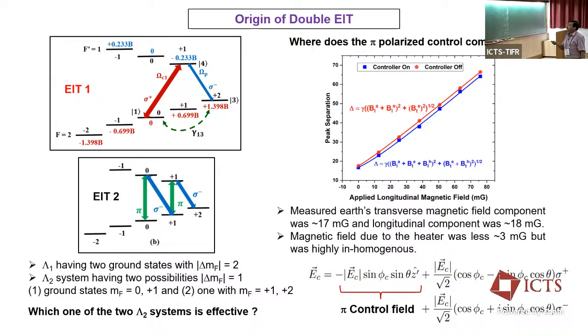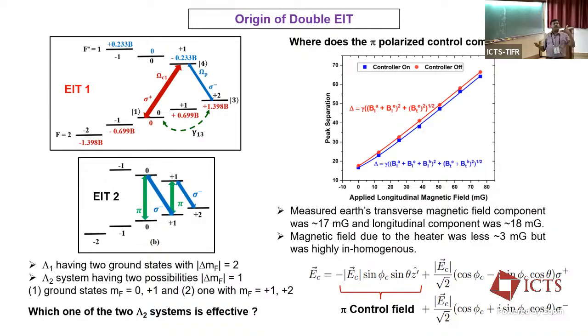First of all, we have to understand why this pi transition came. We never thought of any pi transitions in our system, and we wanted to avoid that, but we couldn't. So how does this pi polarized control come? What we did is that from the peak separation, we actually applied the longitudinal magnetic field, which we already had. And from the peak separation that you get, what we can find out, and you included the other, what are the things that can go wrong?